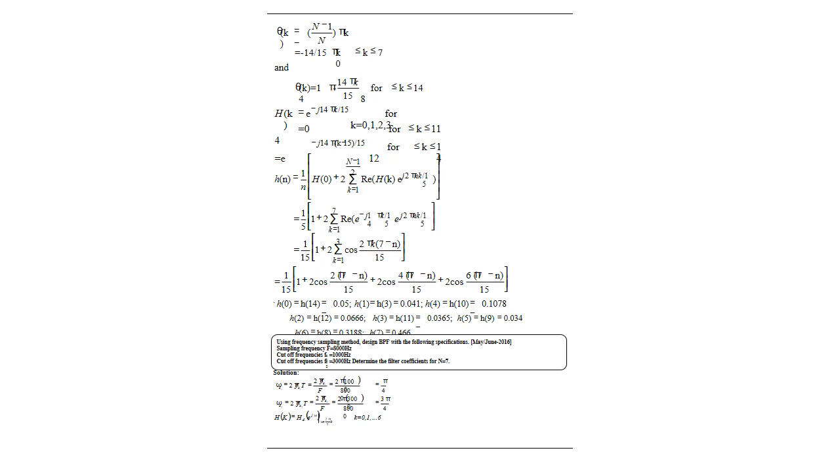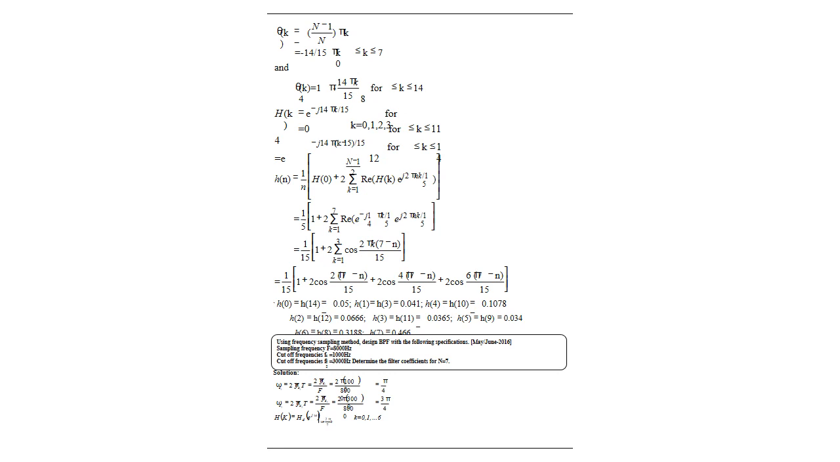So that is 1 by 15, 1 plus 2 summation k equal to 1 to 7 real part of e to the power of minus j 14 pi k by 15 e to the power of j 2 pi k n by 15. So that is 1 by 15 into 1 plus 2 cos 2 pi (minus n) by 15 plus 2 cos 4 pi (minus n) by 15 plus 2 cos 6 pi (minus n) by 15. Then we have to find out the h0 to h9 values, h10, h11, 12, 13, 14. To 14 we have to find out the answers.